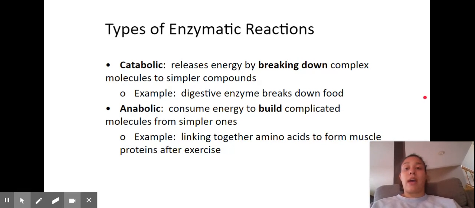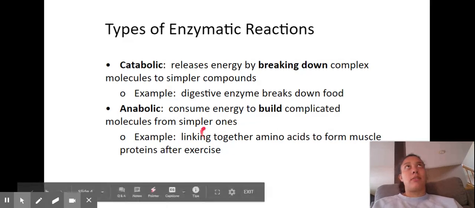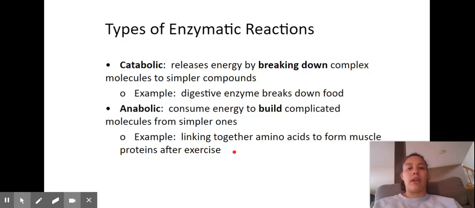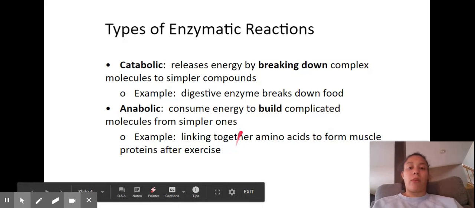So again, here's a recap of catabolic versus anabolic, or you could say endergonic and exergonic if you want to. Remember that catabolic reactions are going to release energy when they're breaking down complex molecules. So think digestion and breaking down food. This would be exergonic because they're releasing energy. Anabolic is going to consume or utilize energy in order to build molecules. So when we're trying to make something larger like a biomolecule or one of our macromolecules, that would be an anabolic reaction. Think endergonic for that one.